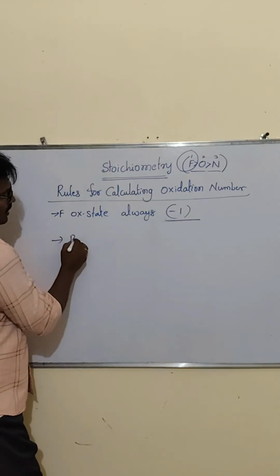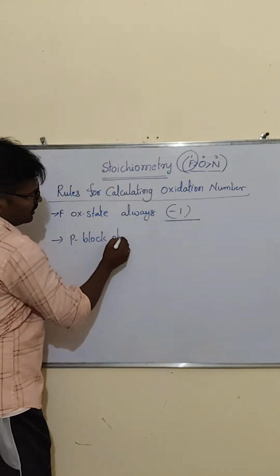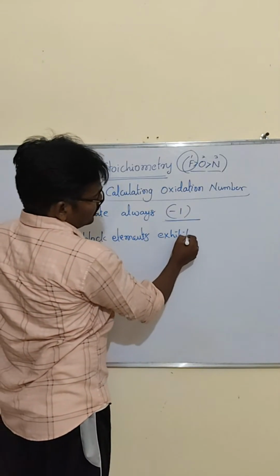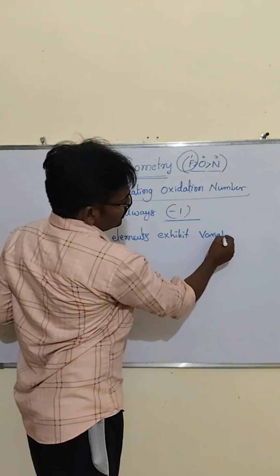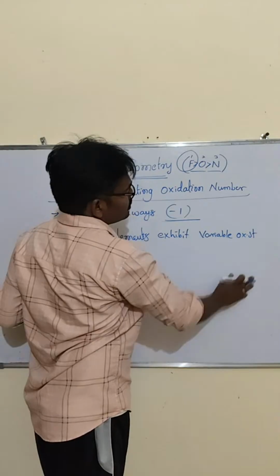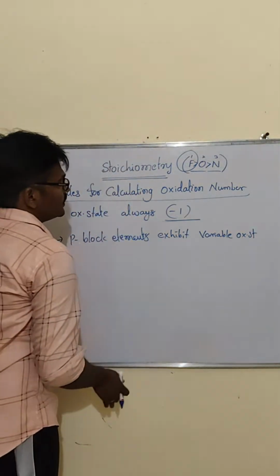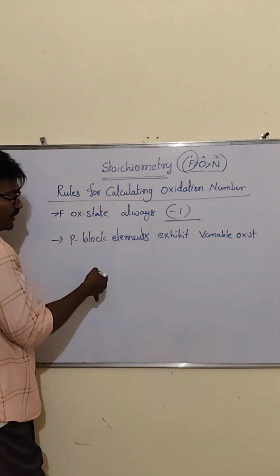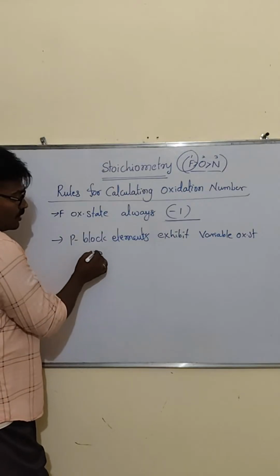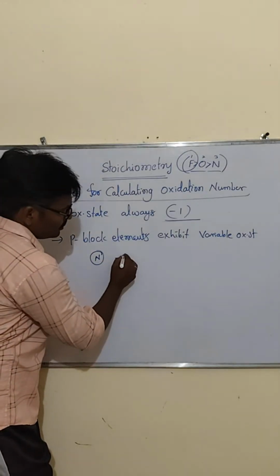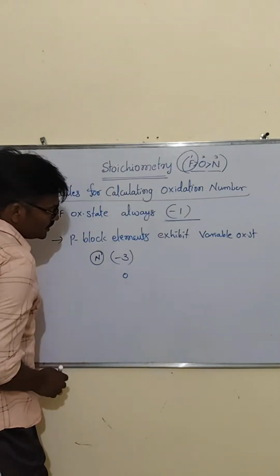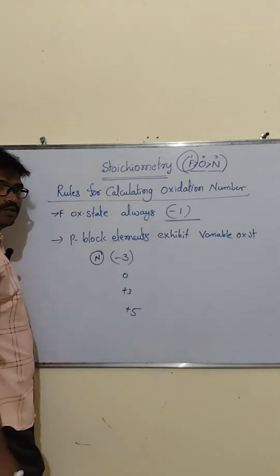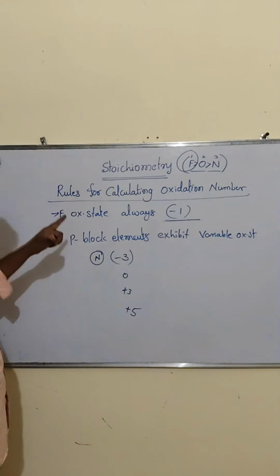Then P block elements exhibit variable oxidation state. How they exhibit the variable oxidation state, that we have to discuss. For example, if you take nitrogen, the atom can exhibit -3 oxidation state, then 0 oxidation state, then +3 oxidation state, then +5 oxidation state also it can exhibit. Look at how it is. Even 0 oxidation state, I told you.